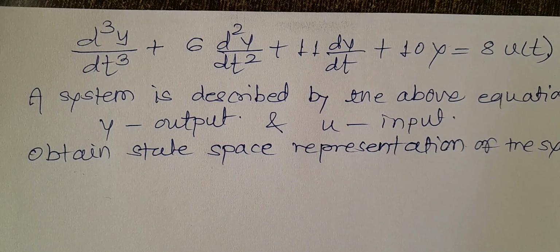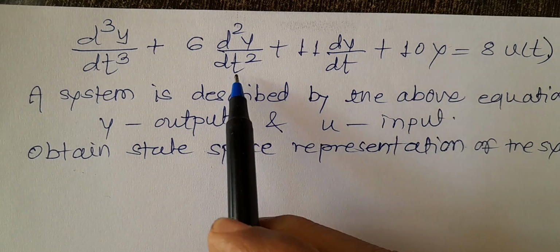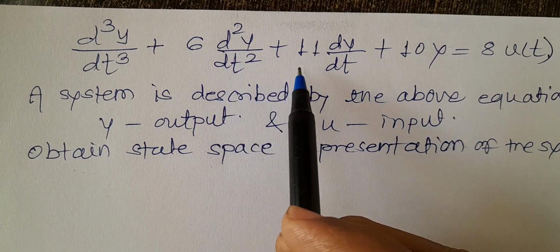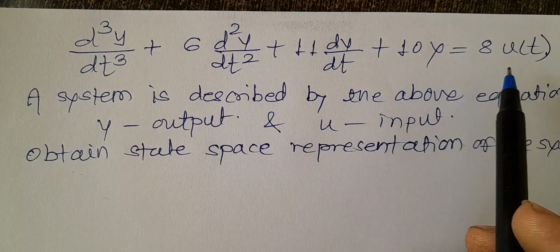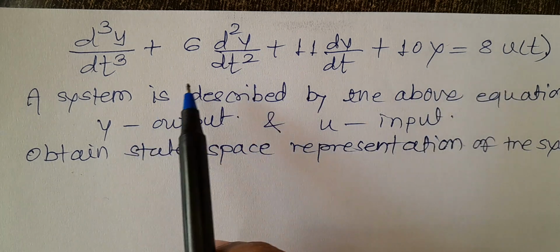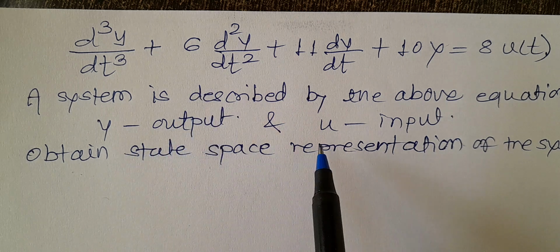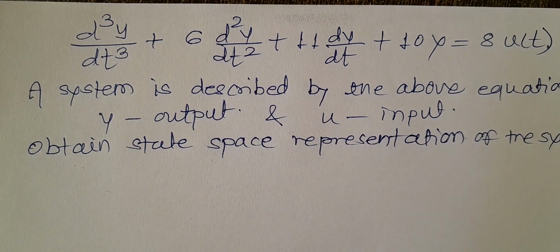A system is described by the above equation: d cube y by dt cube plus 6 into d square y by dt square plus 11 dy by dt plus 10y is equal to 8 u of t. So this is the system, where y is the output and u is the input. We have to obtain the state space representation of the system.